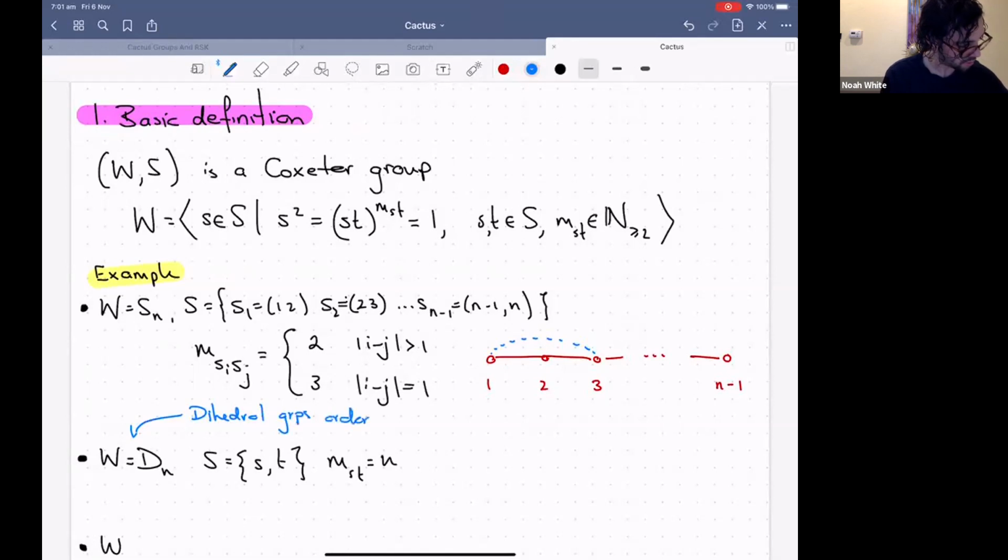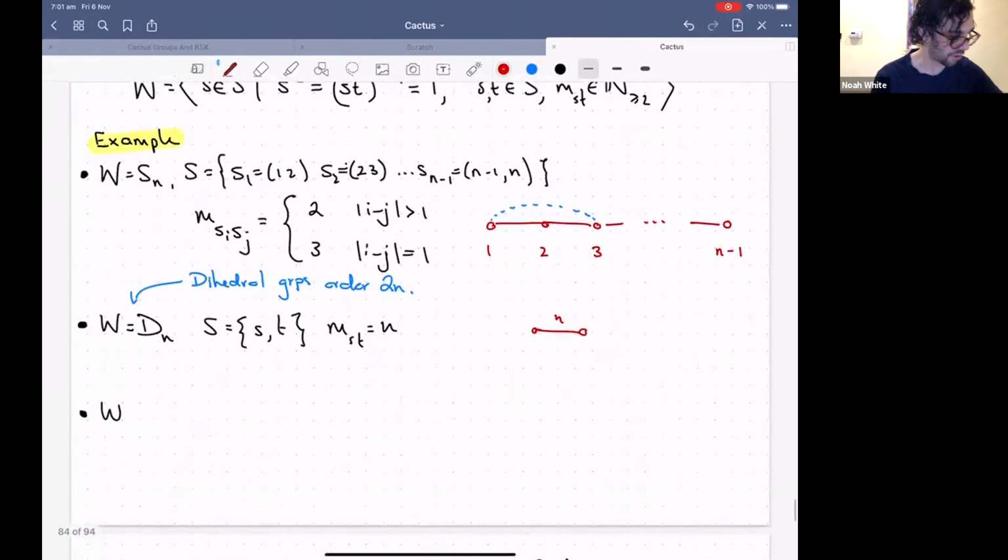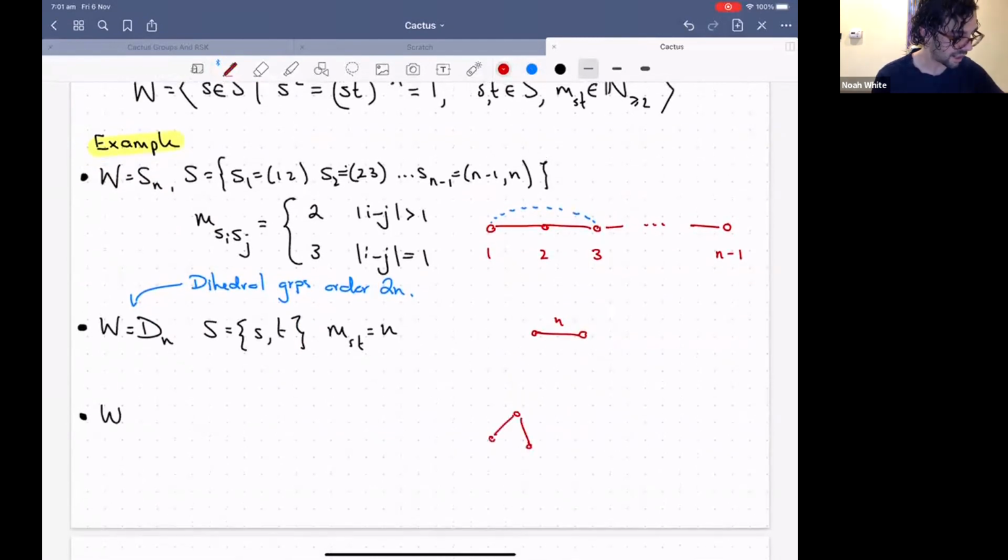Of order 2n, right? So this has 2 generators, both involutions, and their product is order n. And then the diagram would just look like this. Okay, and then you can kind of draw anything you really want. I don't know, something like this.